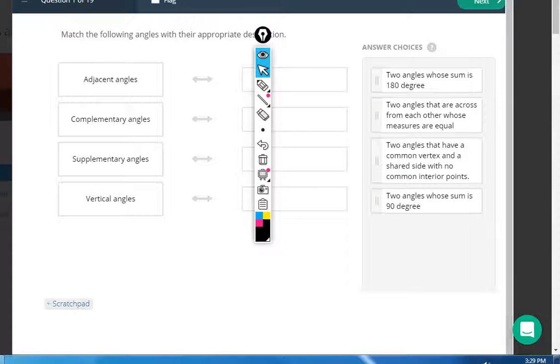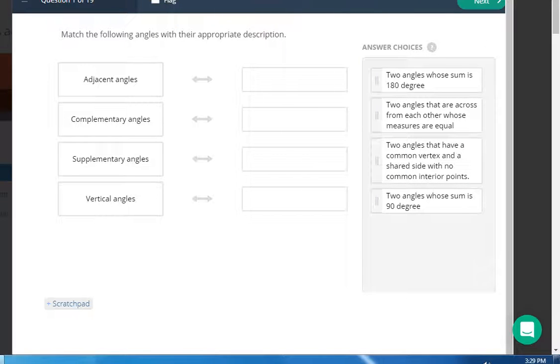Alright, how we doing? Let's get some things moved out of the way here and let's take a look. We got the first question. It says, match the following angles with their appropriate description.